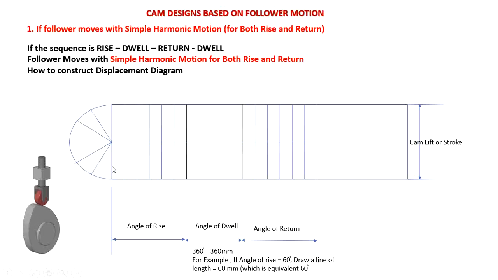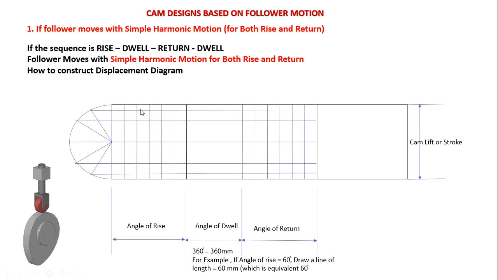during the angle of dwell the follower rests, it will not have any movement. Then we have to draw horizontal lines from these intersecting lines, from all the points where the semicircle is divided. Then we mark these points as 1, 2, 3, 4, 5, 6, 7 and subsequently up to 14.